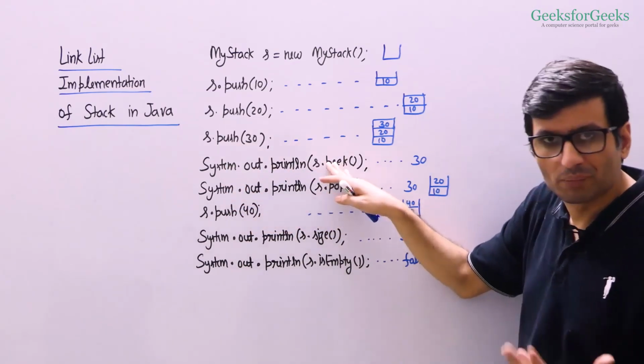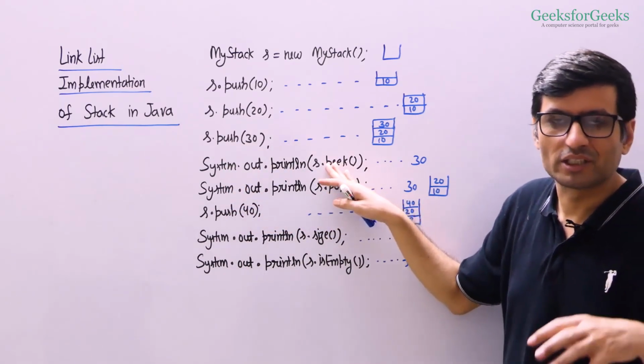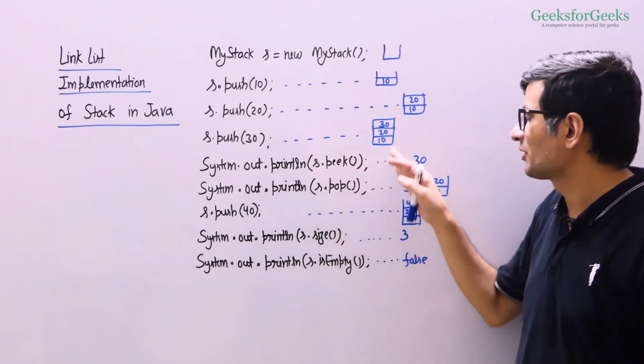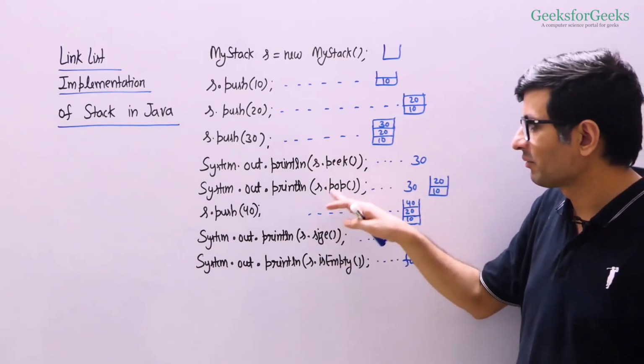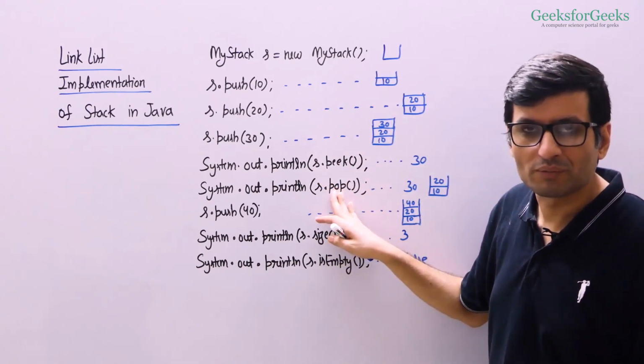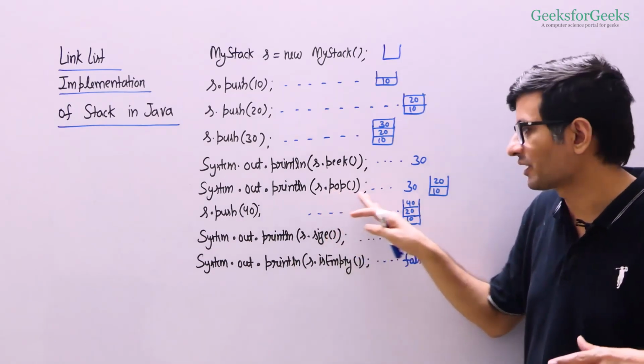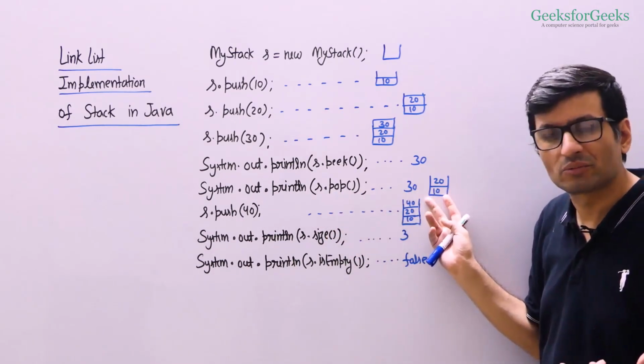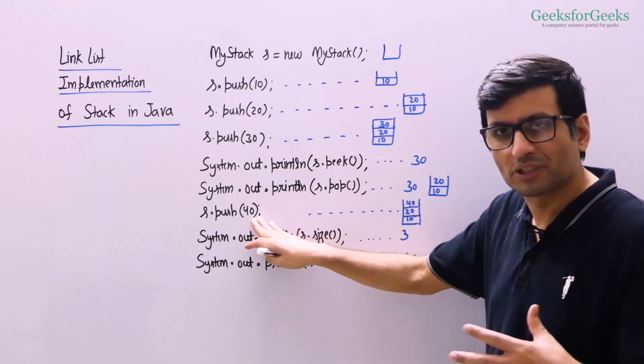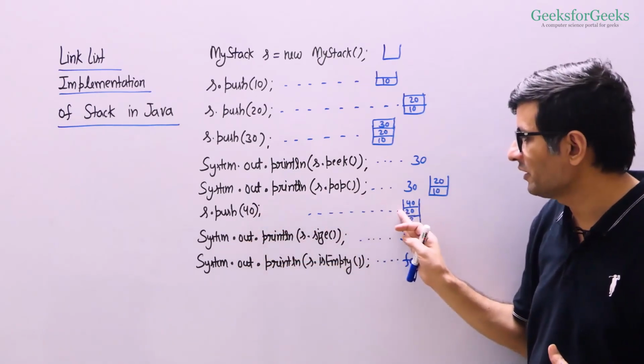Then we have peek operation. Peek operation simply gives you the top of the stack. So you get 30 in this example. Pop operation gives you the top of the stack and also removes the top of the stack. So you are going to get 30 and the stack is going to be modified like this. Push operation here again is going to add an item 40.